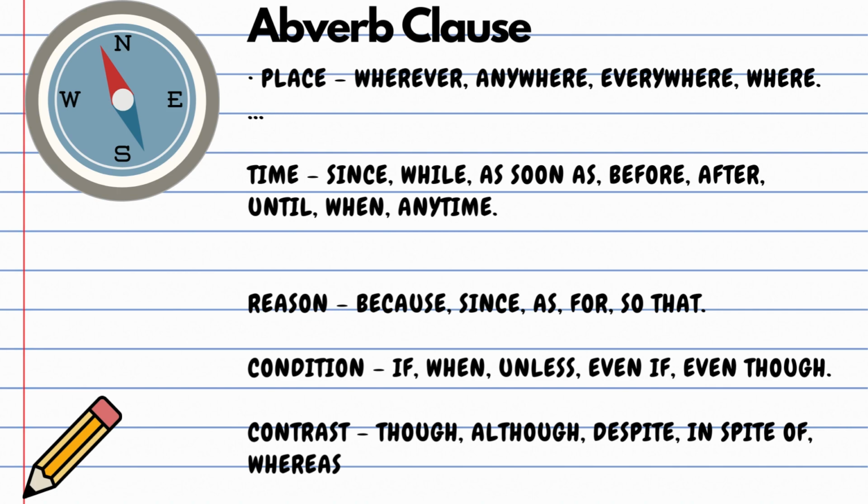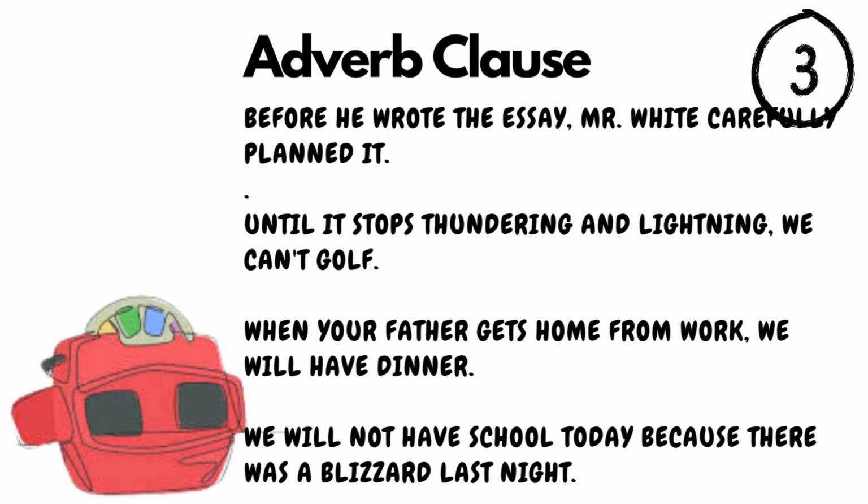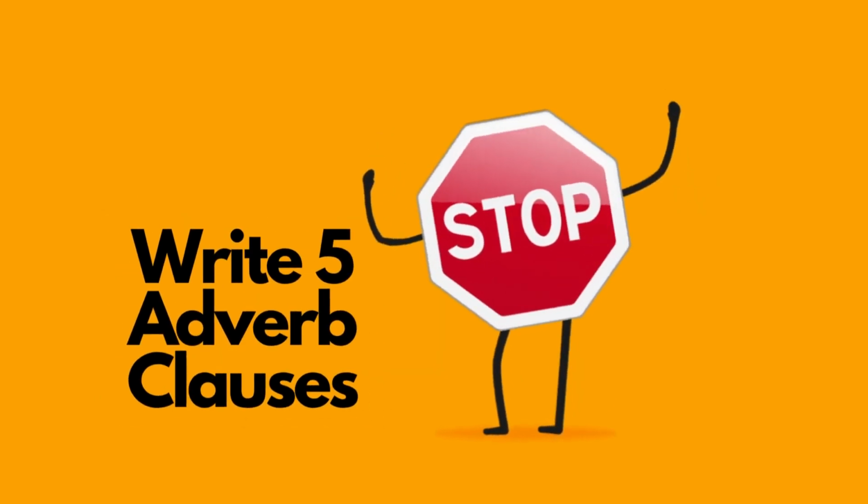So what we do is mentor sentence, and we have Strunk and White's. Before he wrote the essay, Mr. White carefully planned it. Until it stops thundering and lightning, we can't golf. When your father gets home from work, we will have dinner. We will not have school today because there was a blizzard last night. And you're getting the gist here. Write 5 adverb clauses, right? And we just go through it.